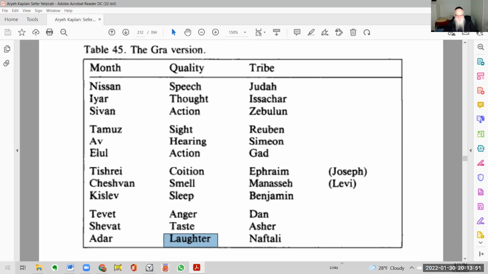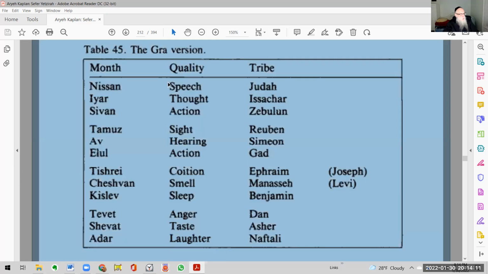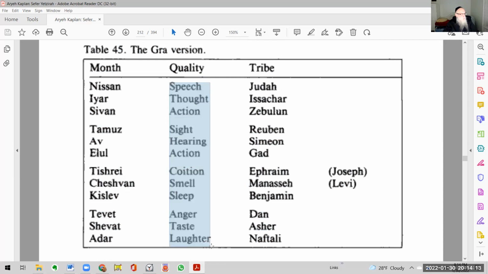Now, chushim is usually translated as senses, but the Sefer Yetzirah points out that we have 12 senses, not just the 5 senses that are known to Western philosophy, or Western medicine, or Western whatever you want to call it. In other words, seeing, hearing, tasting, etc., the 5 senses that we have. So here are the senses according to the Sefer Yetzirah. Nisan, the first month of the year, is the quality, the talent, the power of speech.